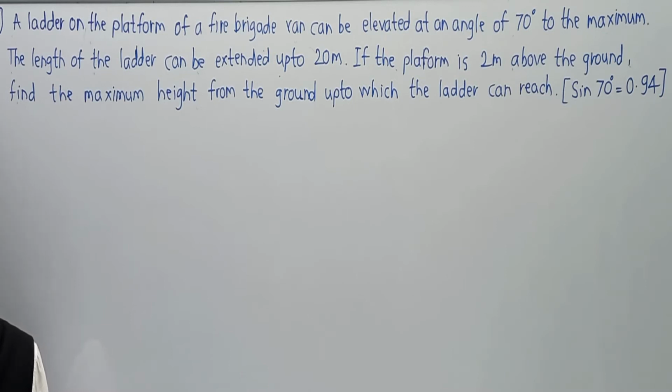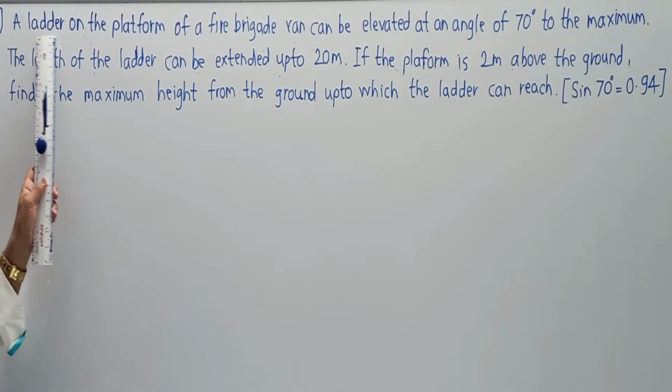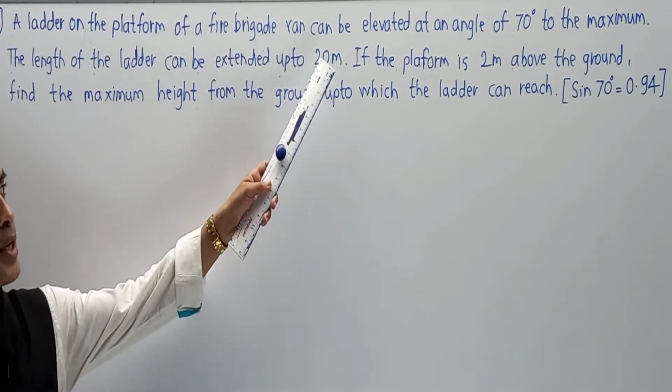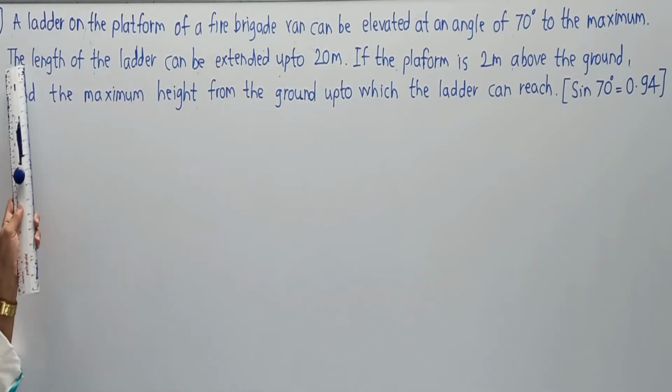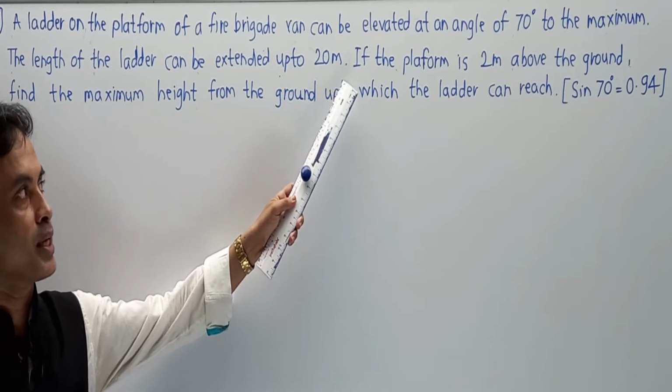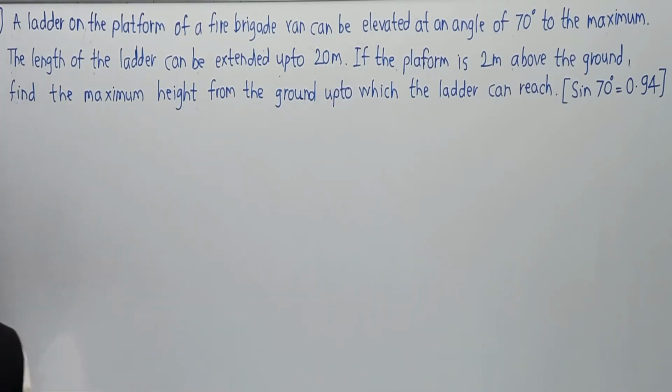Now, as we have read the numerical, our first and prime task is to make an outline diagram. As per the condition, a ladder on the platform of a fire brigade van can be elevated up to 70 degrees maximum, and the length of the ladder can be extended up to 20 meters. The platform is 2 meters above the ground, there is a 70 degree angle, and the length of the ladder is 20 meters. These are the contents available with us.